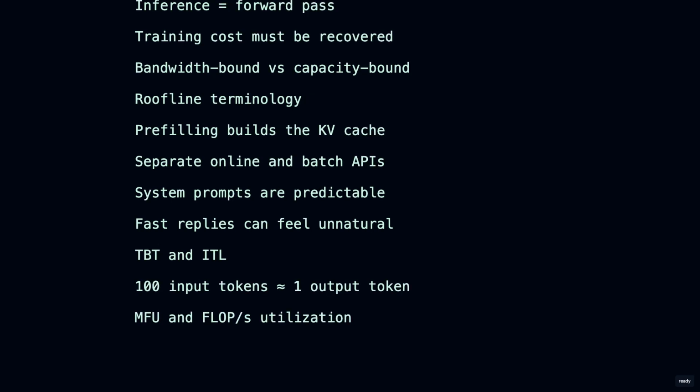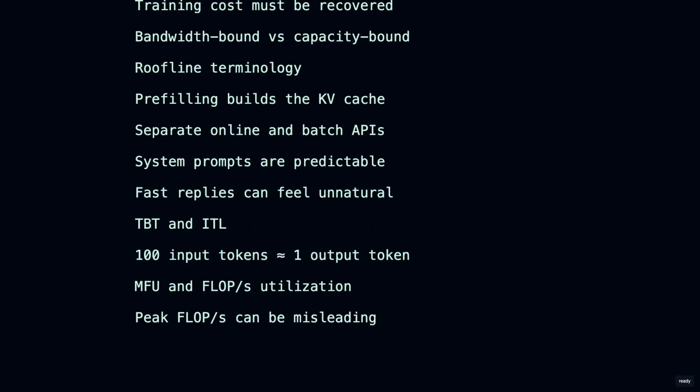FLOP/s utilization has long mattered, but MFU became a standard term more recently. It is a way to talk about how much of the chip's theoretical compute is actually being used. Peak numbers can sometimes be improved by testing favorable conditions that are not representative of real workloads. That can make a chip look better on paper than it is for actual users.